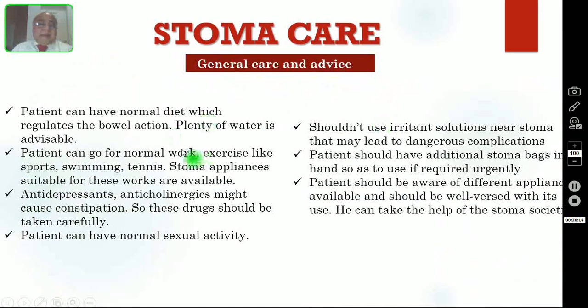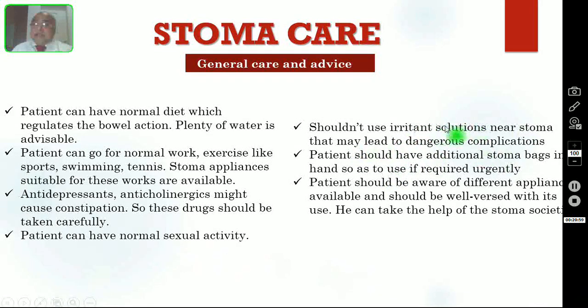So what is the general care you have to advise to the patient? Patient can have normal diet which regulates the bowel action. Plenty of water is advisable. Patient can go for normal work. Exercise like sports, swimming, tennis can be done. Stoma appliances suitable for these activities are available. Antidepressants and anticholinergics you have to avoid because these drugs can cause constipation. Patient can have normal sexual activity.